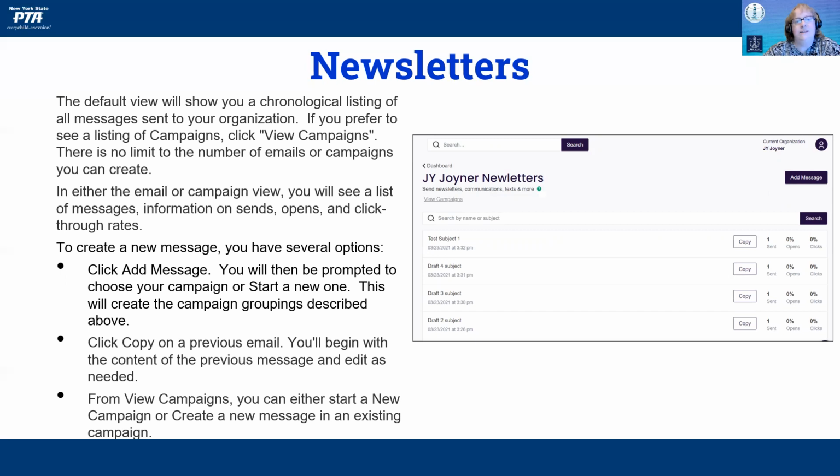To create a message, you have several options. You could click to add a message. You would then be prompted to choose your campaign or start a new one. This will create the campaign groupings described above. Click on Copy on a previous email. You'll begin with the content of the previous message and edit as needed.